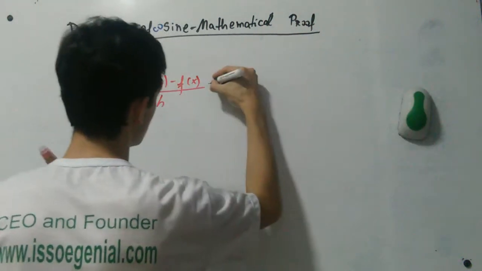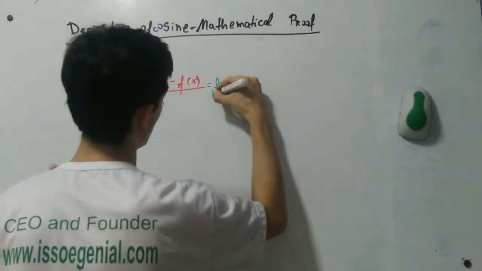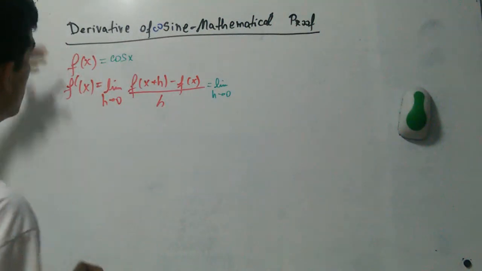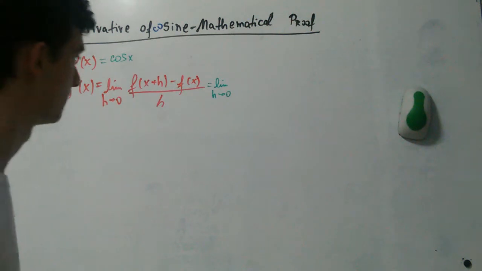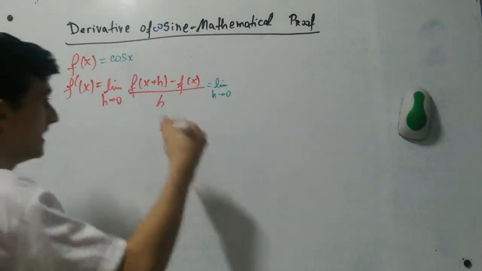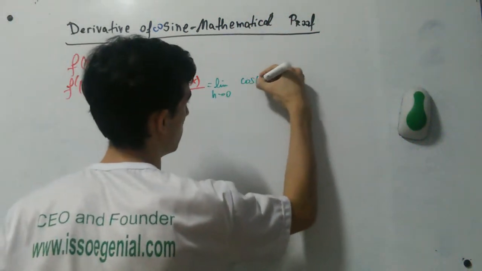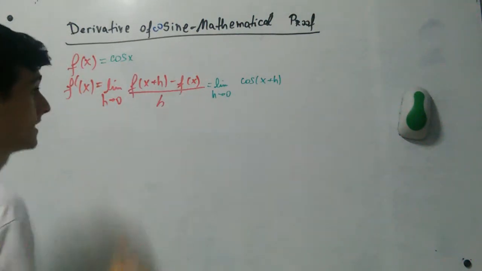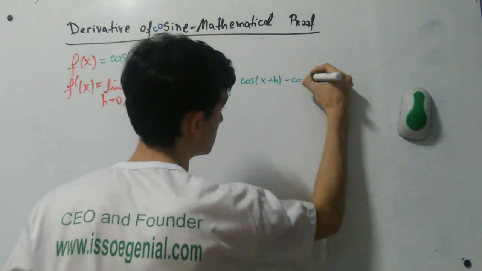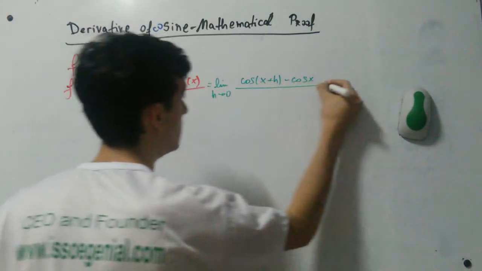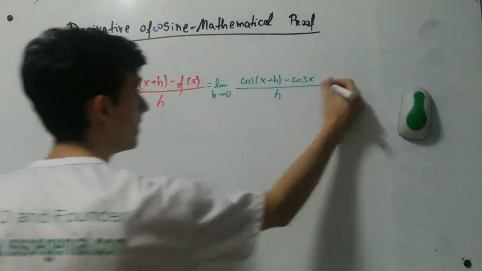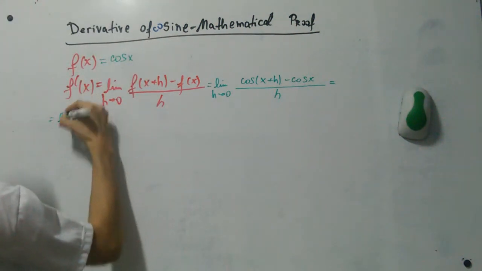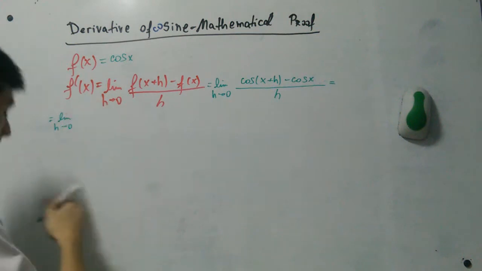So this is equal to the limit when h approaches 0 of, well, if f of x is cosine of x, f of x plus h is cosine of x plus h, minus f of x, so minus cosine of x, and this is divided by h. So this is equal to the limit when h approaches 0.